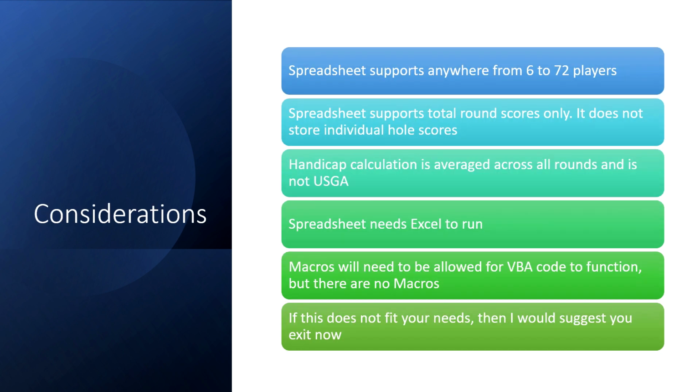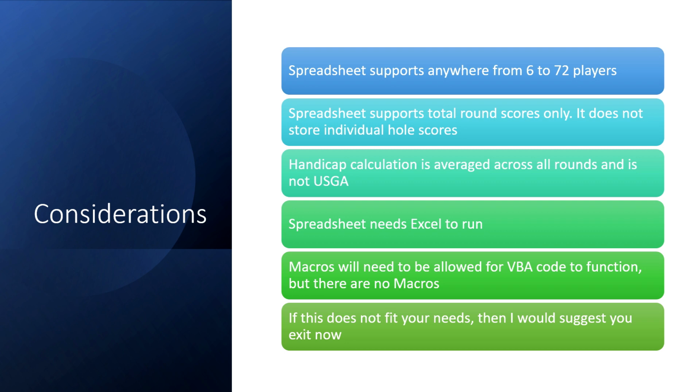There are a few considerations. It supports anywhere from 6 to 72 players. The spreadsheet supports total round scores only. It does not store individual hole scores. We'll discuss this in more detail, but the handicap calculation is average across all rounds.